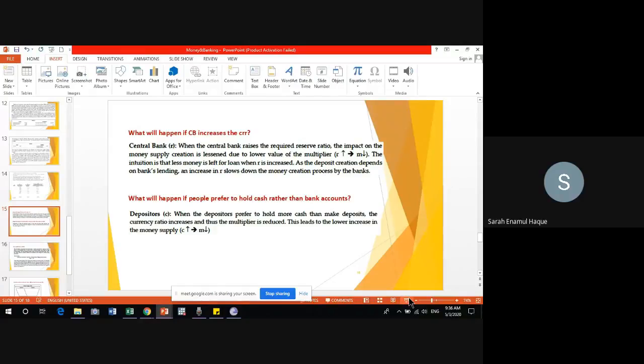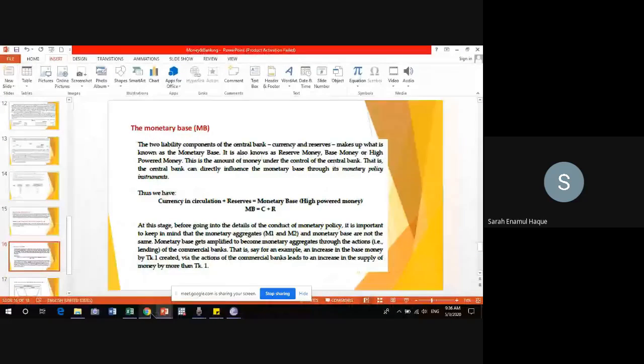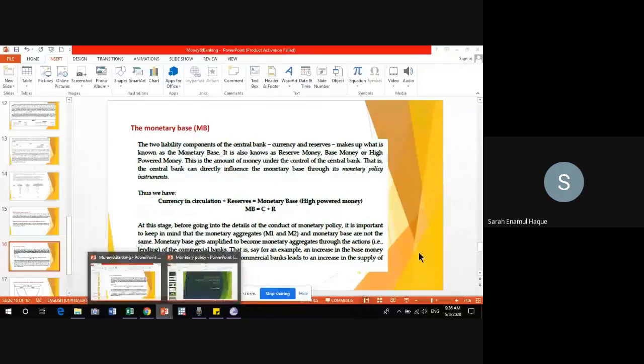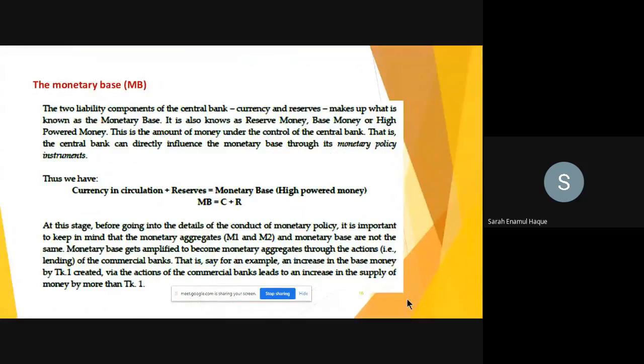Our lecture. Next, we want to go through another term, which is actually called the monetary base. Monetary base, or MB.